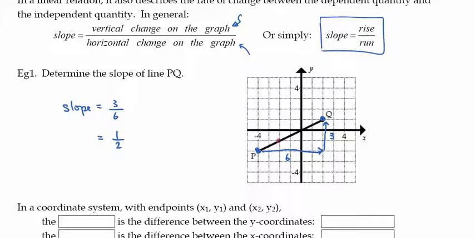I can pick these 2 points to measure the slope. From this point to that point, it is going up by 1 unit as you move across by 2 units. So in this case, the slope will still be 1/2.